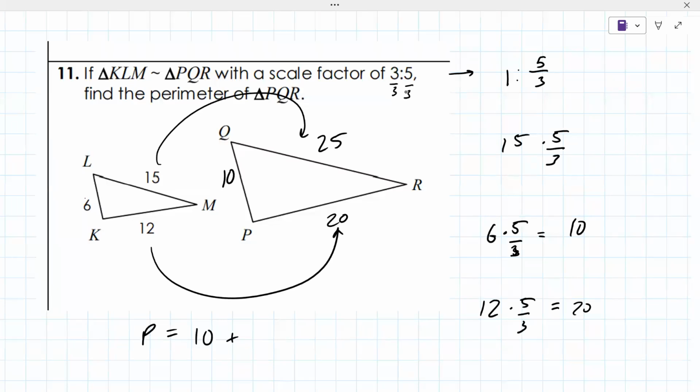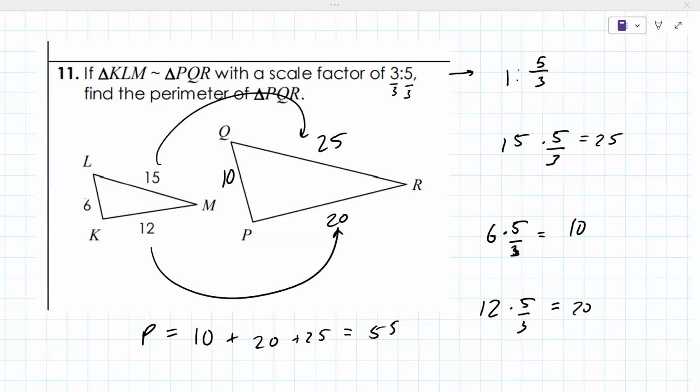All right, now this time it wants the perimeter of the new triangle. Perimeter is adding up all the sides. Okay, so just 10 plus 20 plus 25. You got it. 55. It's 55. Very good.